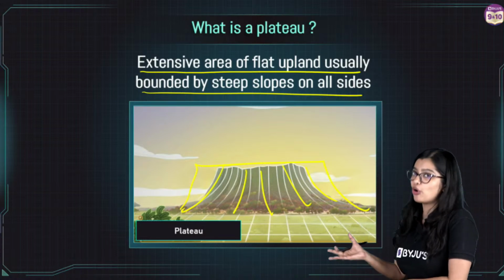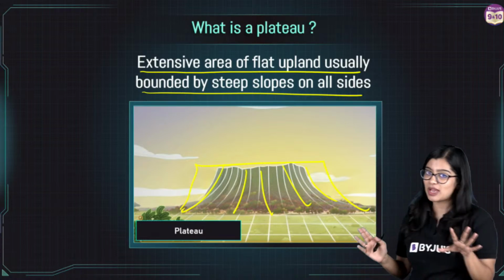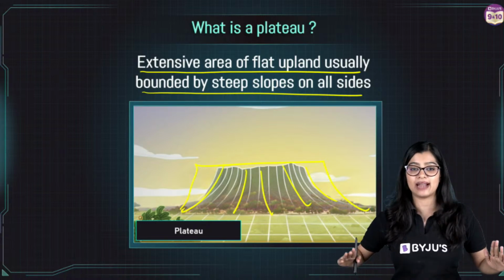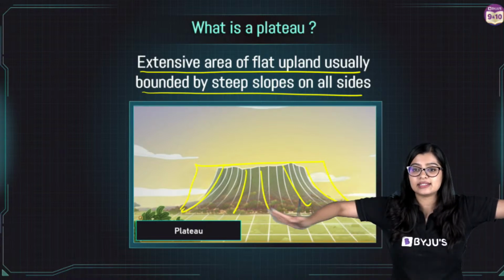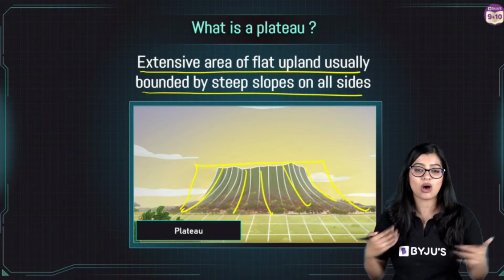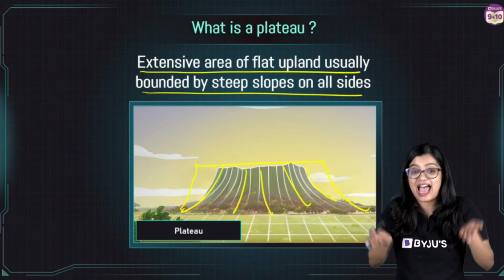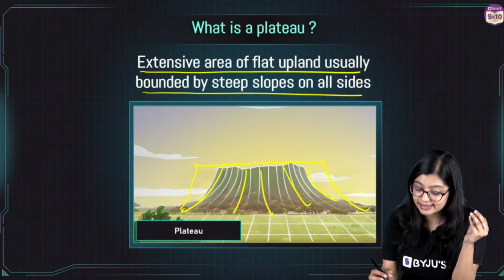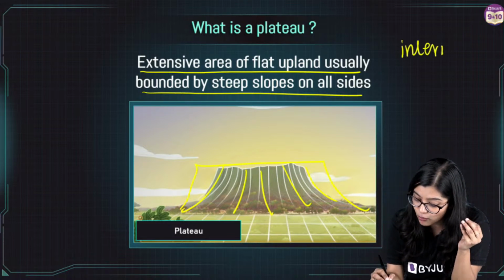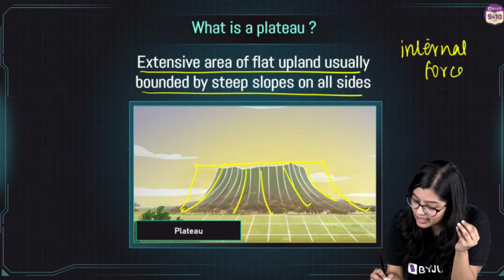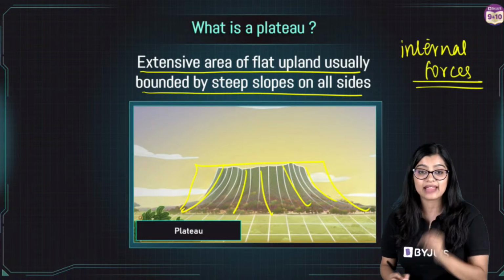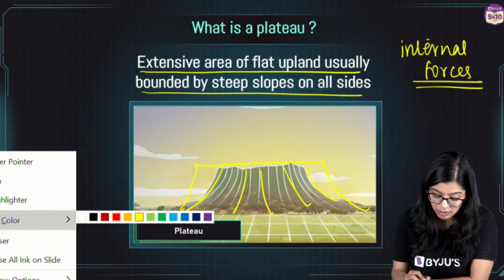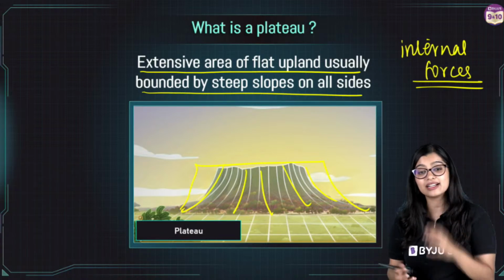Now, how is a plateau formed? There are various ways in which a plateau is formed. But how exactly did a piece of land suddenly become tall and steep on the sides? How did the flat land rise up? What is the reason behind it? Again, like I said, there are a lot of internal forces, right? So we know that there are various internal forces, and the magma that is there.